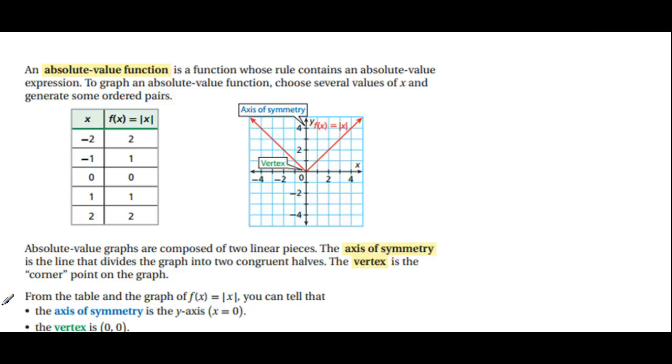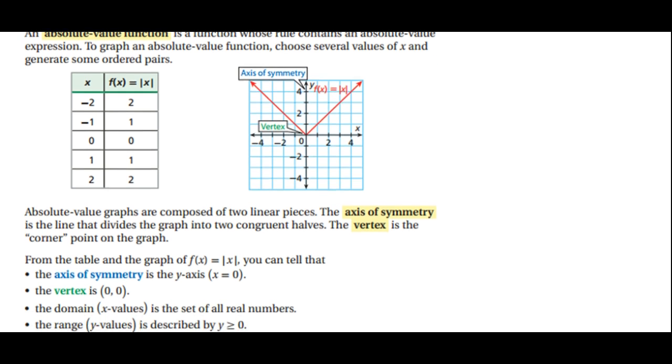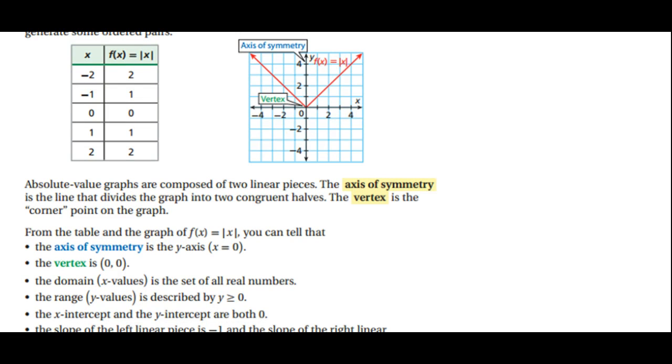We have done some of these in the past, and when we did them, we noticed that they all looked like a V. In fact, we kidded around saying absolute value, the V. So I want you to look at this. What we've done is we've taken a very simple absolute value equation, f of x is equal to the absolute value of x.